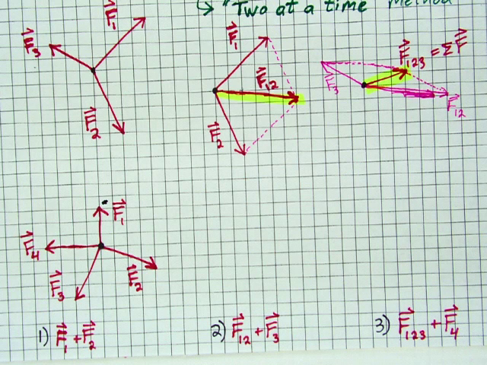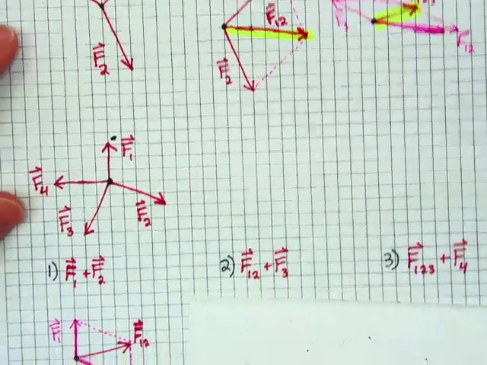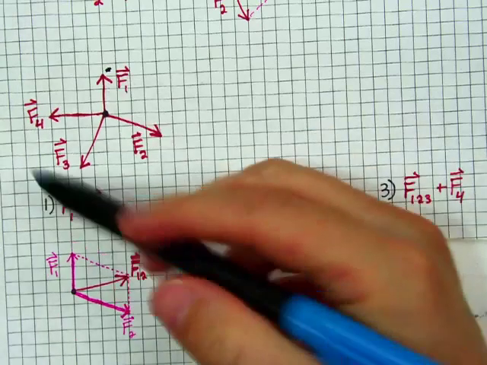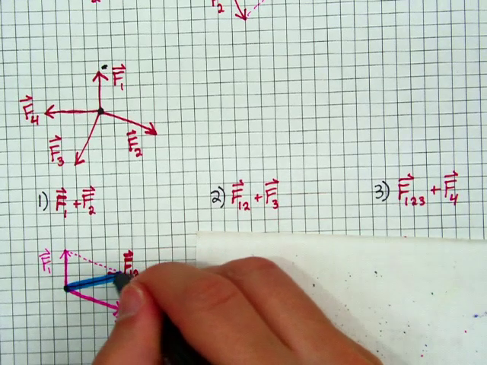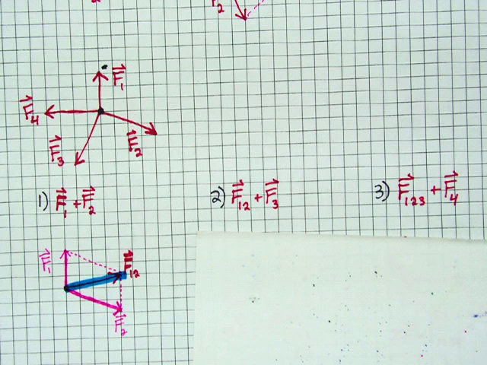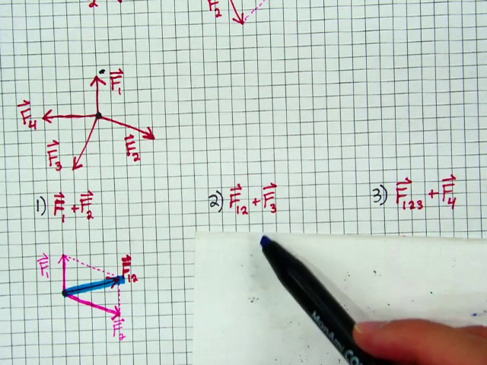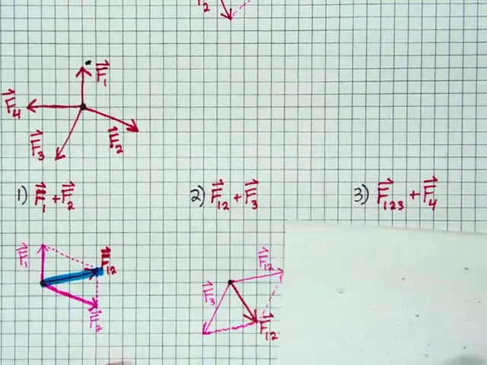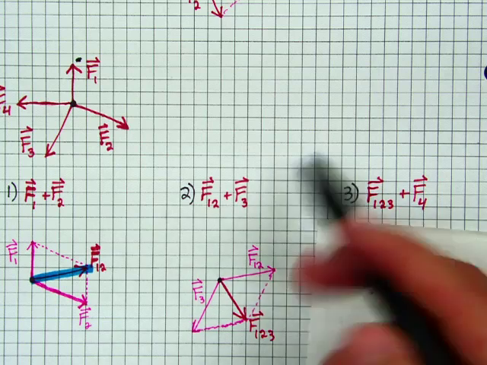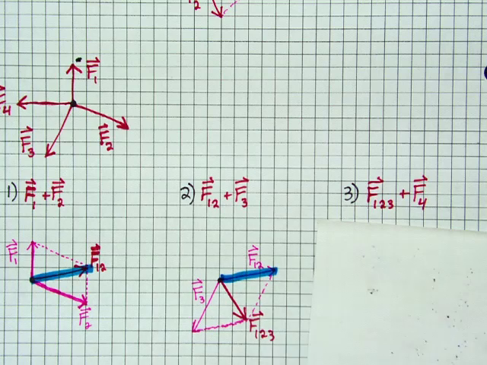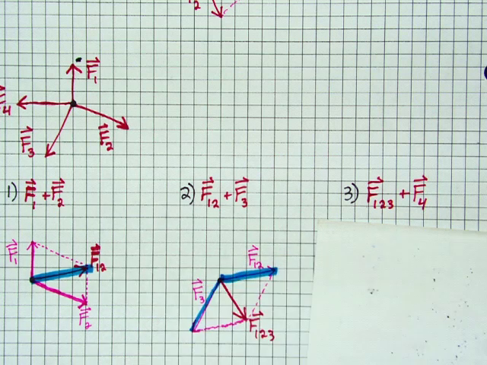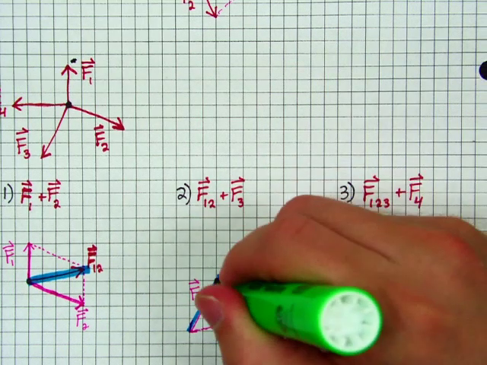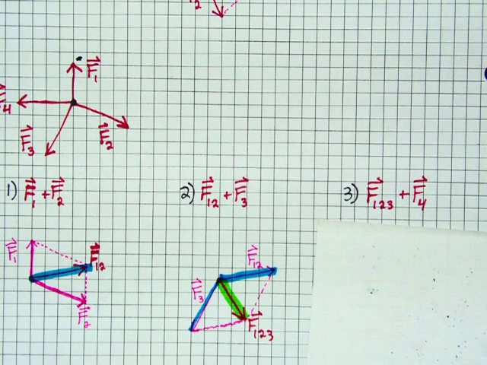Ready? Okay, here's the results. I draw just in F1 and F2, make a parallelogram, and I get this vector as the sum of F1 plus F2. I'm going to call that F12. Now if I add to that F3 in a new diagram, here's that F12. I'm going to add to it the F3 over here, and make those two the sides of a parallelogram, and then this diagonal here is the sum of those. That's F123 right there.